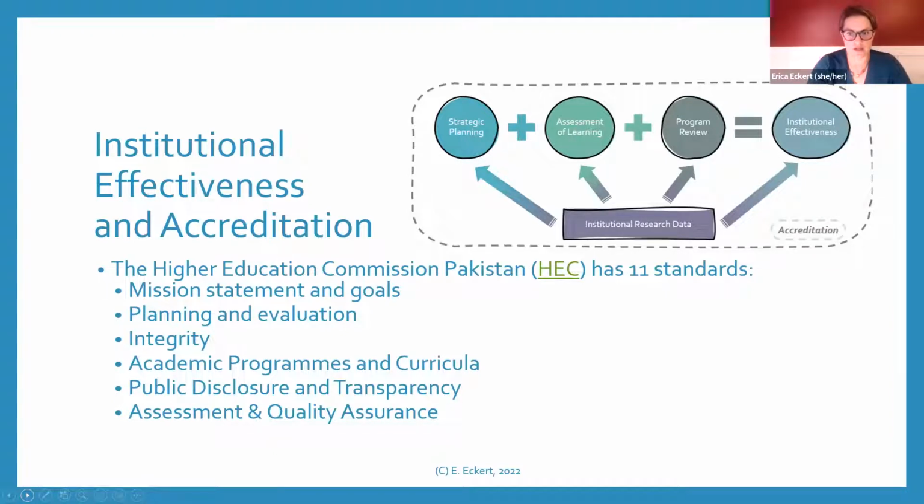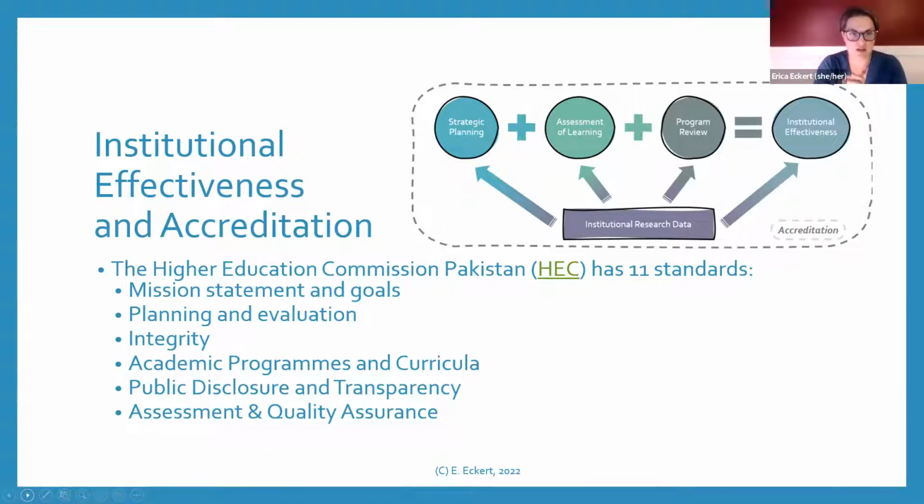You are currently affiliated with the Higher Education Commission of Pakistan, and they have 11 standards. I've not put all the standards on here. It was quite a list, and I'm glad. It's nice to have a body such as this to help you organize and attest your quality. But I saw 6 different standards of the 11 that might intersect with the work of institutional effectiveness.